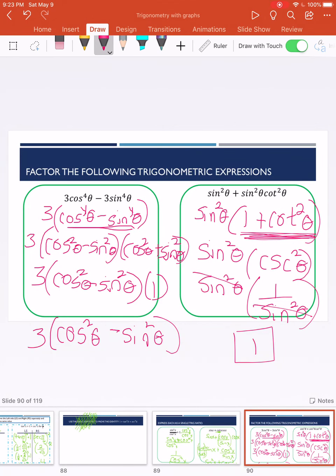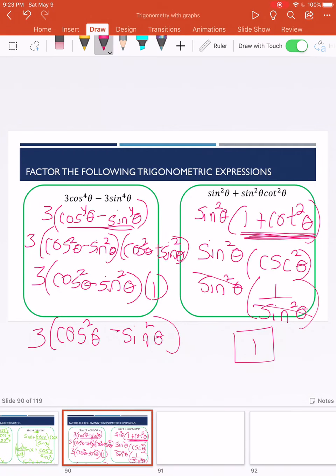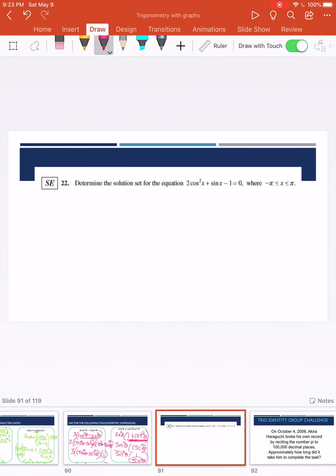Okay, before we end today's lesson, we're actually going to look at a diploma question. This is considered a standard of excellence because we are going to find a solution, but we're also going to use an identity. So it's kind of like what you did last lesson plus what you did this lesson together.